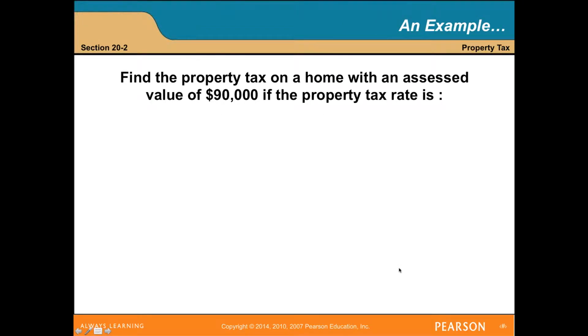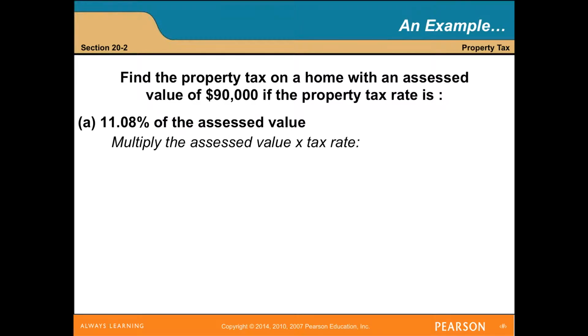Here's an example. Find the property tax on a home with an assessed value of 90,000 if the property tax rate is 11.08 of the assessed value. So what we do is multiply the assessed value times the tax rate, which we have. So we have here the 90,000, which is given, times 11.08 given, and that is $9,972.